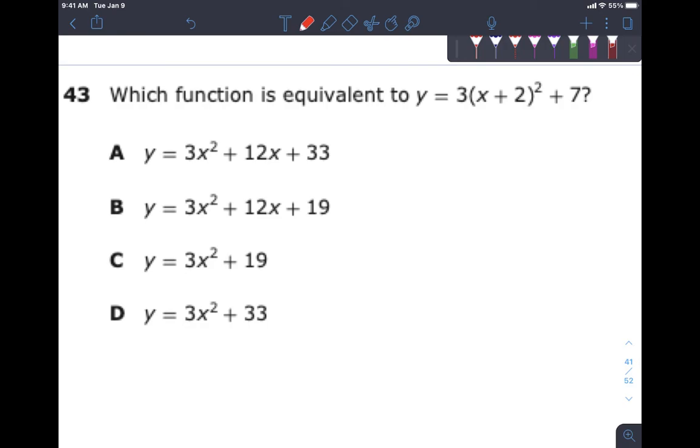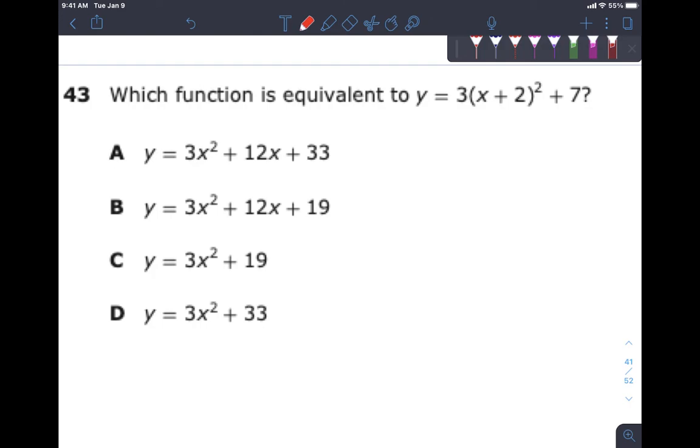So let's go ahead and take a look at number 43. Now, I do want you to keep in mind, every single one of these problems are problems that I took from the 2019 STAAR release Algebra 1. Now, these are only problems that I knew 100% that you should be able to do based on the information you already know. Okay? So, which function is equivalent to this?